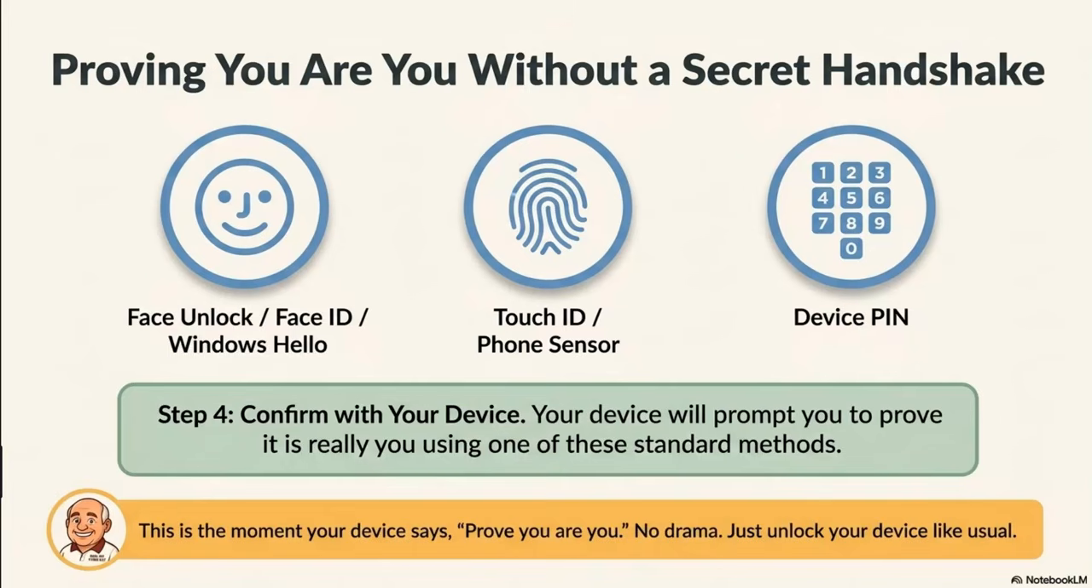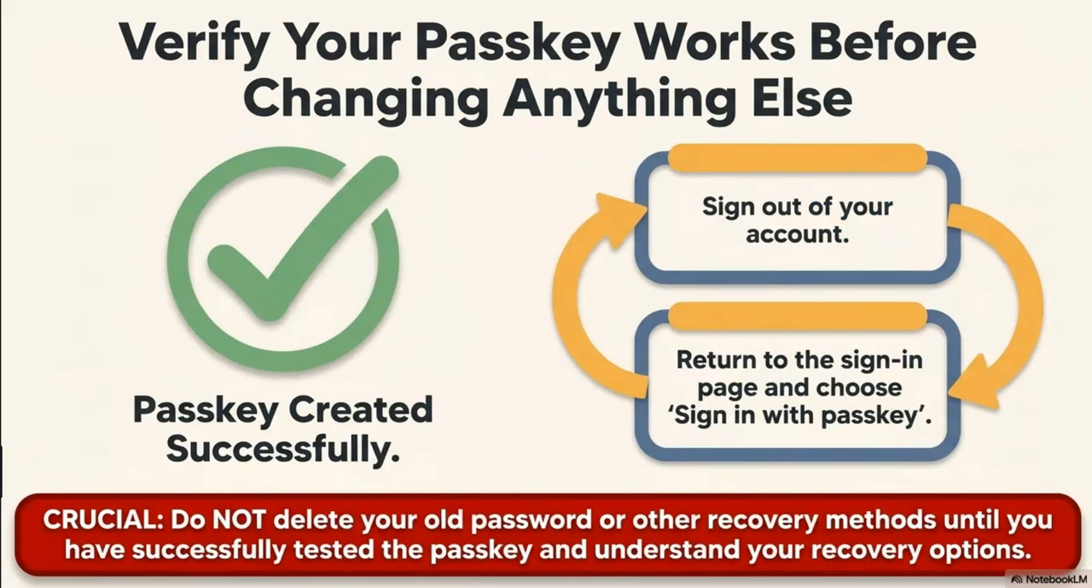Step 4. Confirm with your device. Your device will prompt you to prove it is really you using one of these standard methods. This is the moment your device says, "Prove you are you." No drama, just unlock your device like usual.